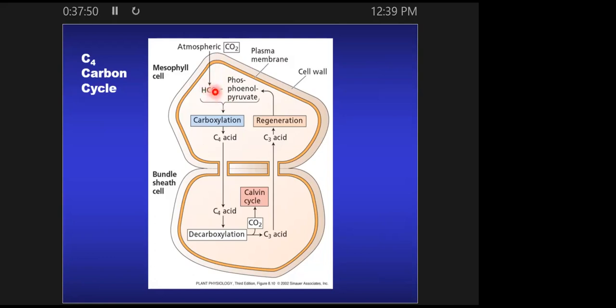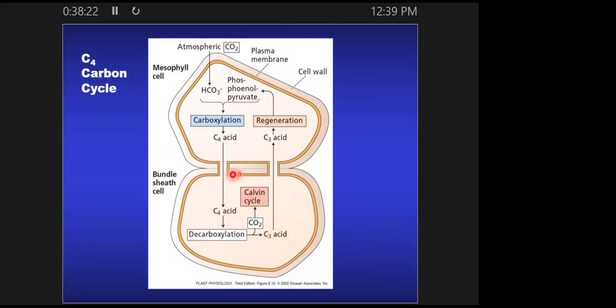So here you see the HCO3 minus. That's when you dissolve CO2 in water, it becomes HCO3 minus. It's going to react with PEP, and you get 4 carbon molecules. So that's why they call it the C4 cycle. The first stable molecule is 4 carbons. And then they show after that event that one will mobilize into the bundle sheath. And then a CO2 gets cleaved off of it and fed right into the Calvin cycle.